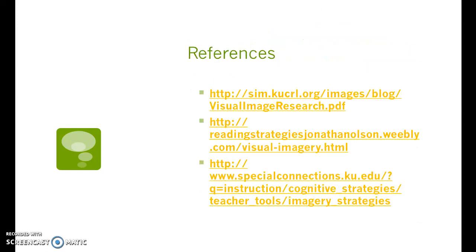Here is a list of references I used to do my research for the strategy. All are about the strategy and how it can be helpful in the classroom.